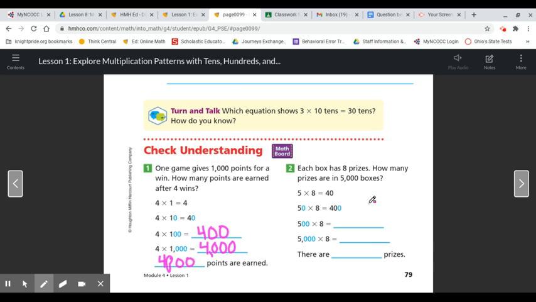All right, let's look over at number 2. This could be one type of problem that can often be done incorrectly, so pay special close attention to it. We have each box has 8 prizes. How many prizes are in 5,000 boxes? So we're going to take that 5,000 and we're going to build up to it by starting with 5 first. So we have 5 times 8 equals 40.